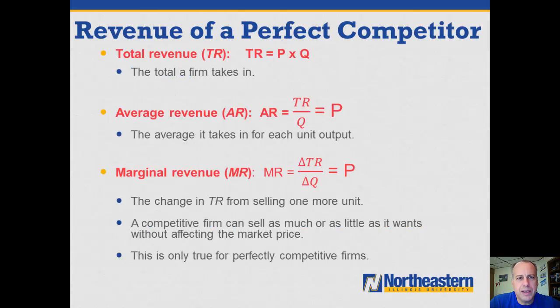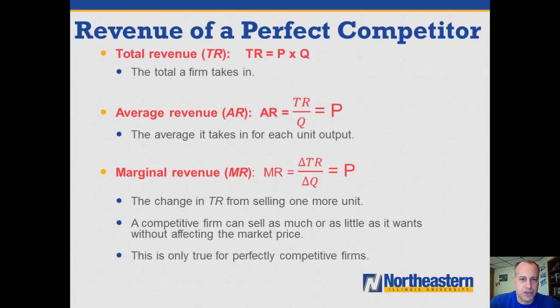We need to define and examine a few things when it comes to the perfectly competitive firm. The first thing, we review our definition of total revenue. Total revenue is the total amount of money that a firm takes in, in this case, price times quantity. Remember that the firm is a perfect competitor, so the price for this firm is just going to be the market price, whatever that is.